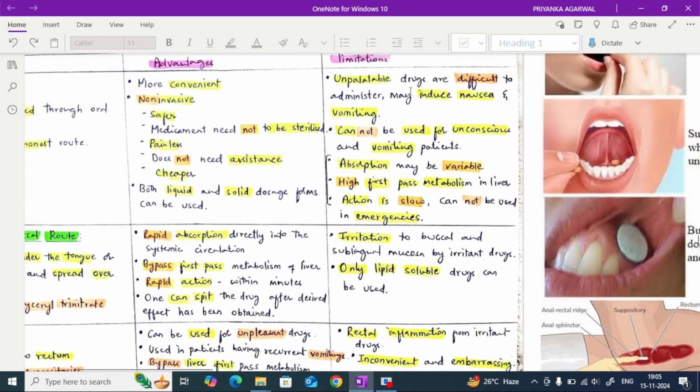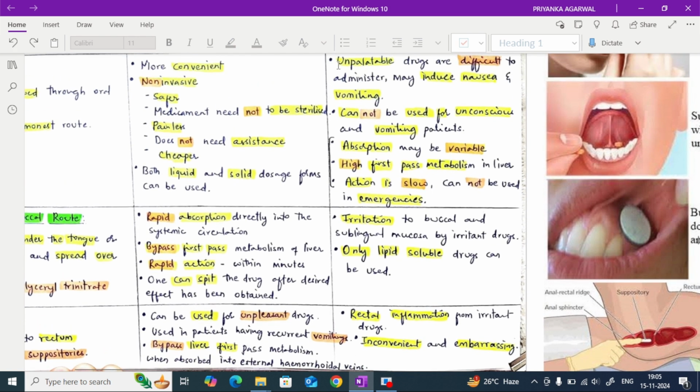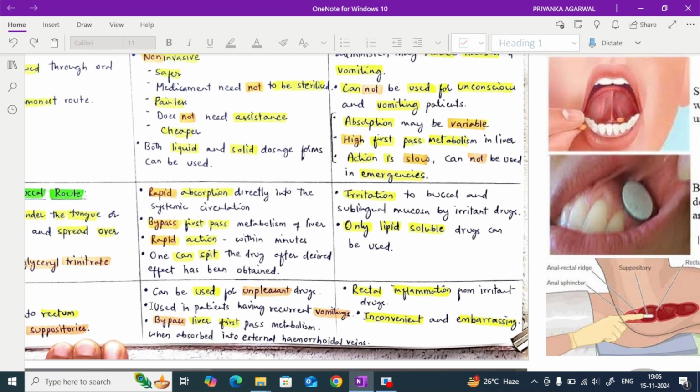So the first 2 points of limitations of the oral route have to be written here, opposite. Okay. Now, the oral route cannot be used for unpalatable drugs, but this can be used. So it can be used for unpleasant drugs. It can be used in patients having vomiting, because it has nothing to do with the oral cavity. And as the drug doesn't pass the liver, it bypasses liver first pass metabolism when it is absorbed into external hemorrhoidal veins.